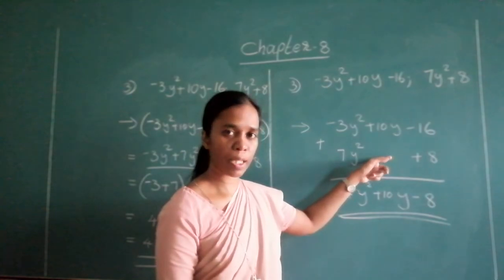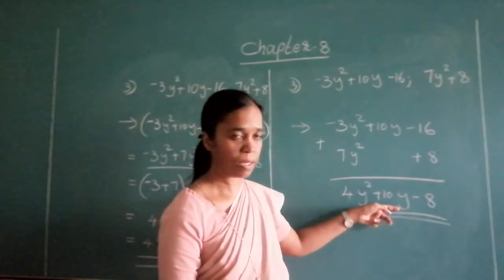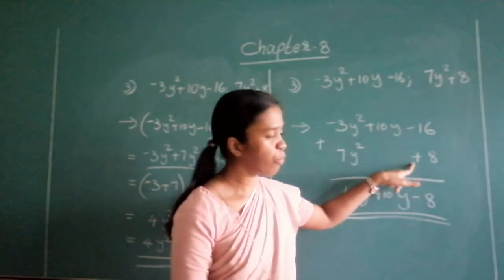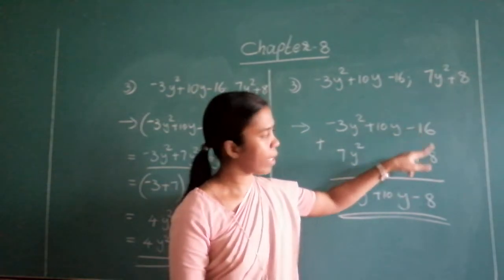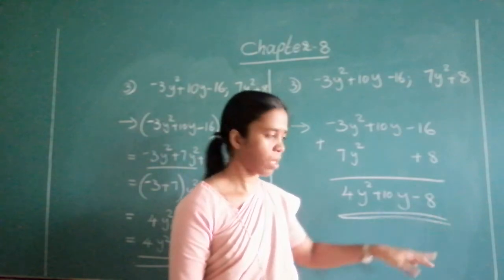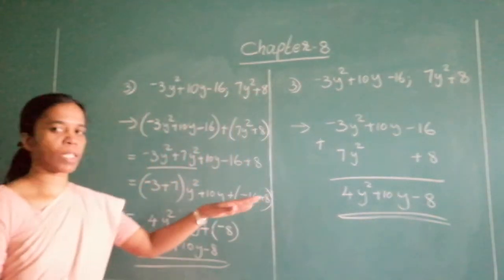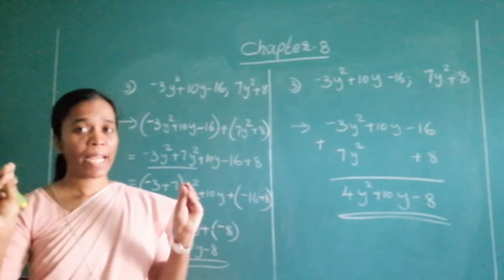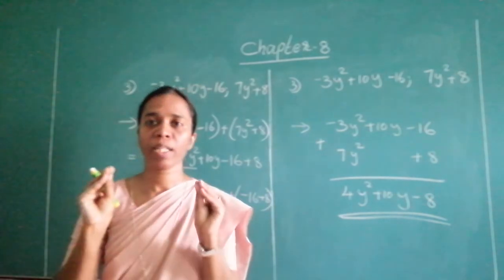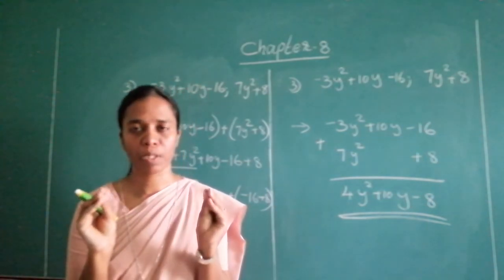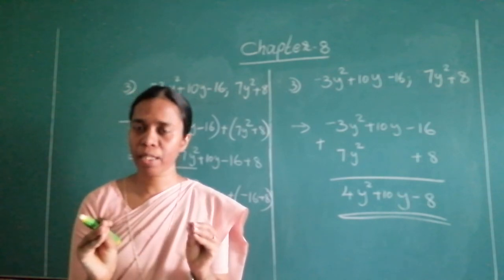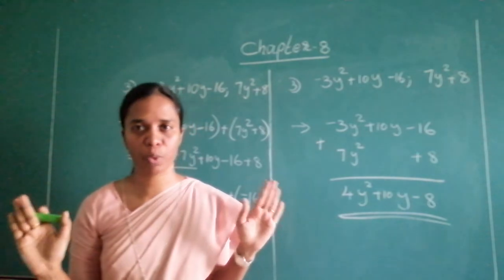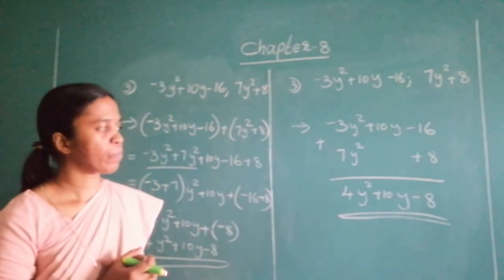10y, nothing in the second expression. So you write 10y as it is. Minus 16 plus 8. Signs are different. Put the sign of the greater number. Write the difference between them. That is minus 8. You can see in both the cases we have the same answer. Keep in mind, we can add and subtract only the like terms. And when we add and subtract the like terms, add the coefficients together. That is all. Okay? Please copy it.